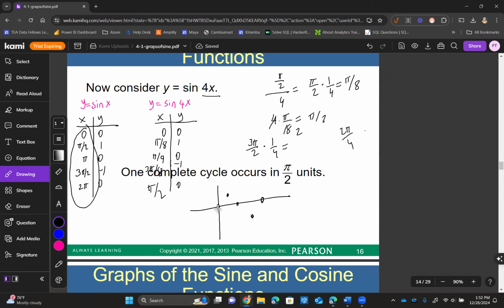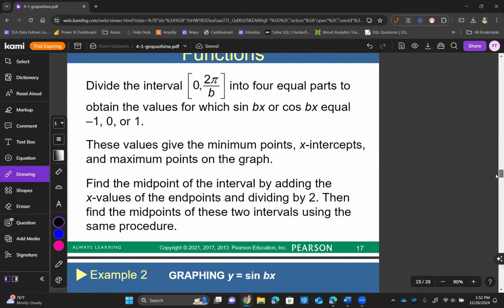It's not going to run from 0 to 2 pi, but from 0 to pi over 2. So the distance we are covering will be 4 times narrower than what we have to cover by the original graph. This is pi over 8. This is pi over 4. And then this is 3 pi over 8. So that's what happens when the number in front of the x changes from 1 to any other number.